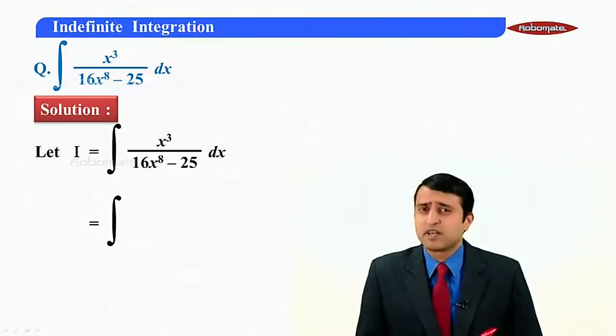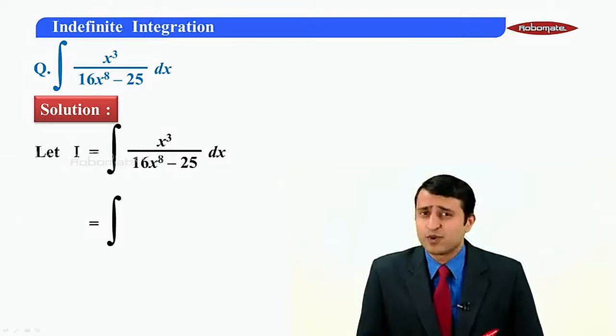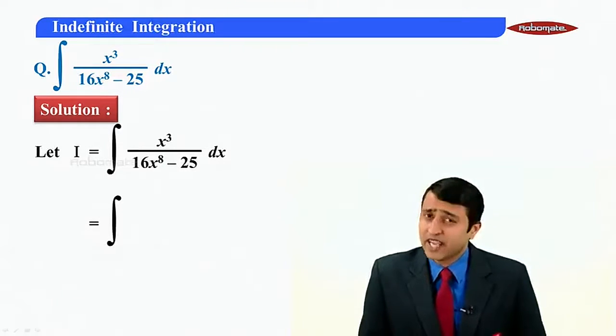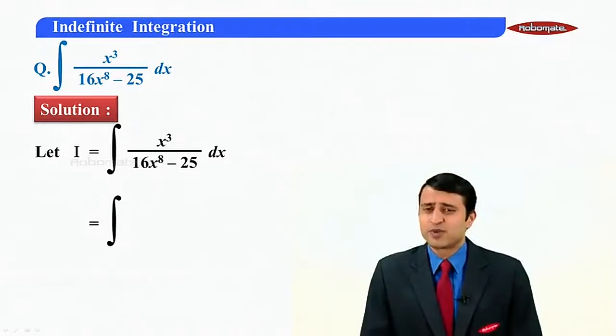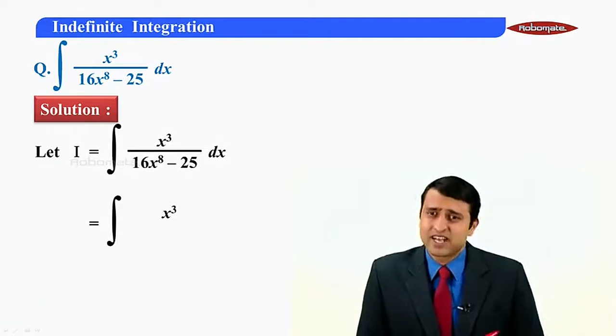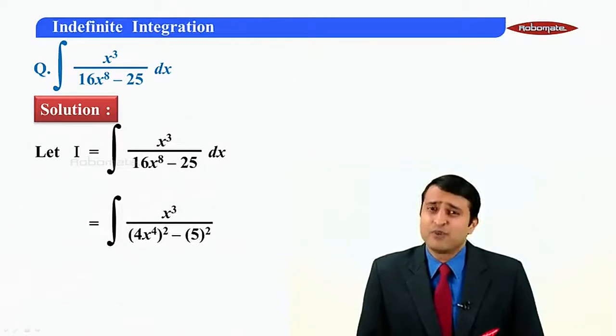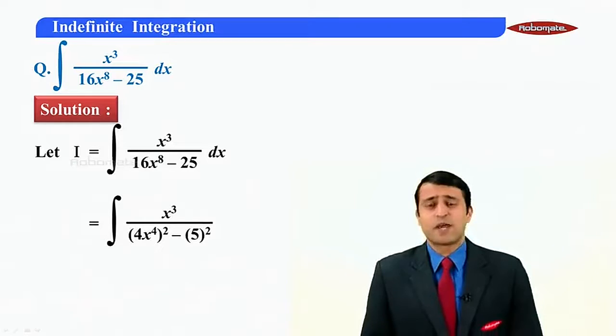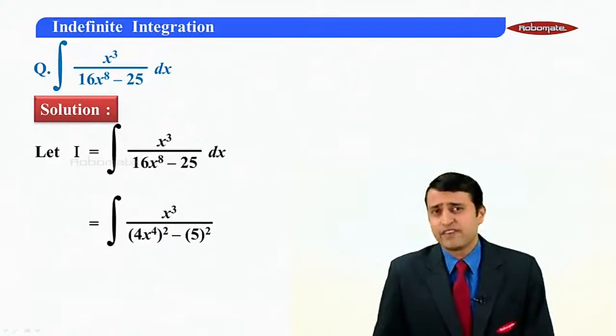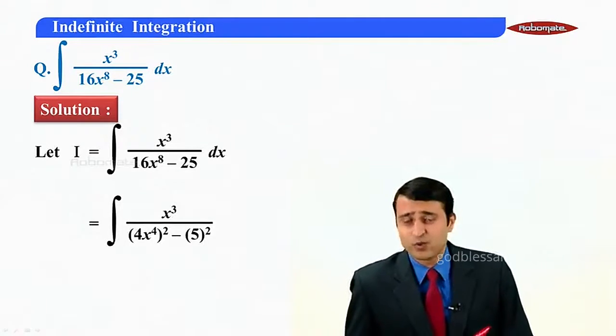X cube is nothing but the derivative of x raised to 4, and x raised to 8 can be written in terms of x raised to 4. So the step is, let us write this as x cube upon 16 times x raised to 4, the whole square, minus 25, which is written as minus 5 square.